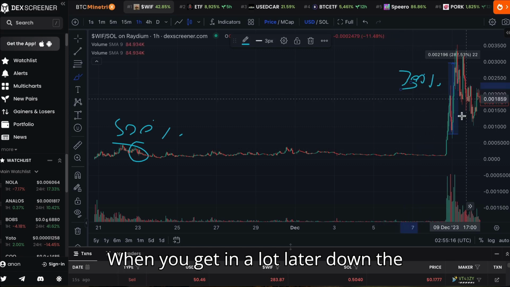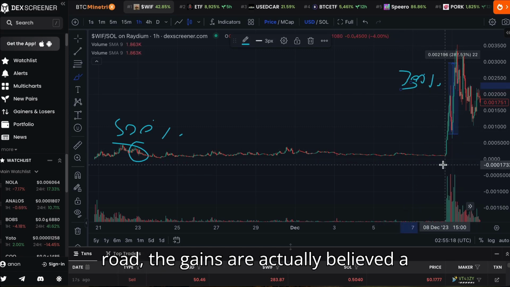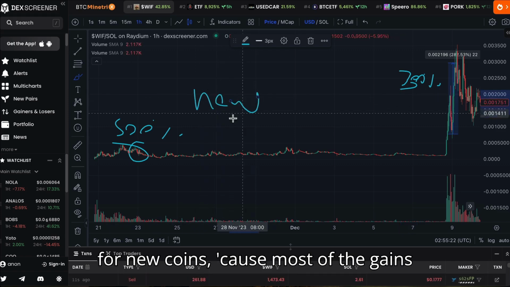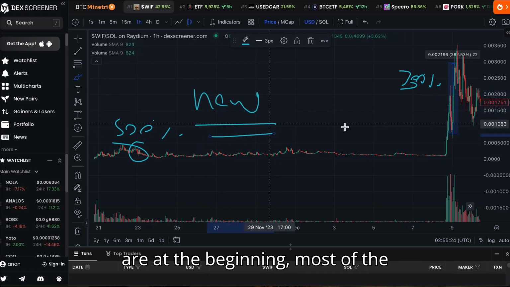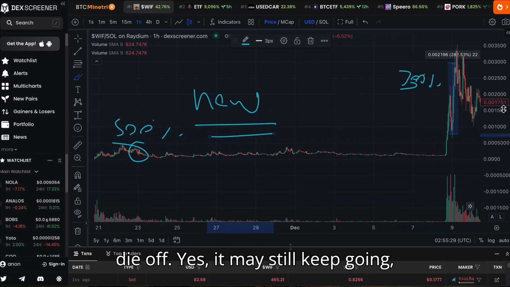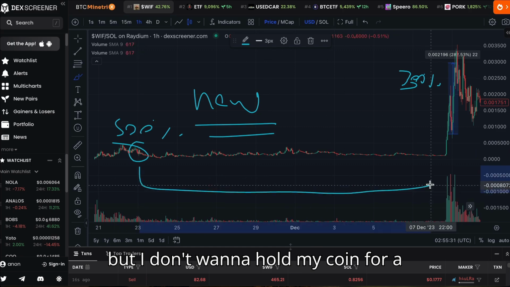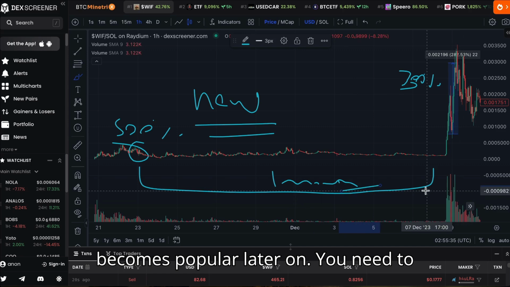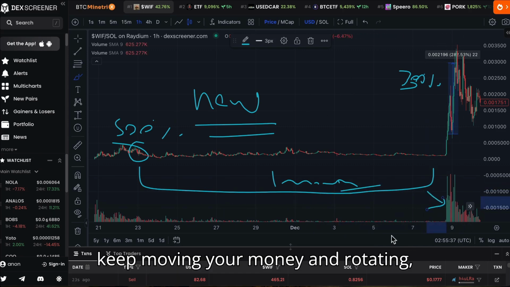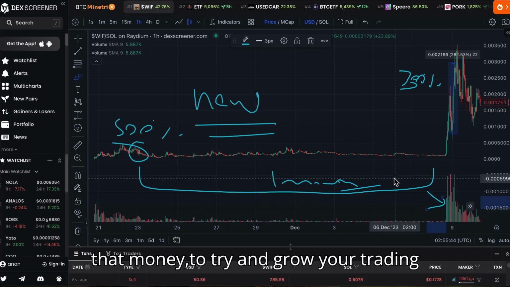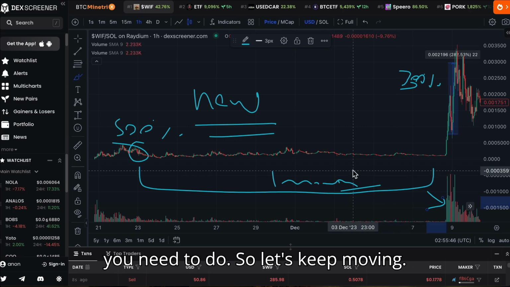When you get in a lot later down the road, the gains are actually, believe it, a lot less, which is why I like to go for new coins, because most of the gains are at the beginning, most of the attention's at the beginning, and it's before the meme coins had a chance to die off. Yes, it may still keep going, but I don't want to hold my coin for a month there, hoping that suddenly it becomes popular later on. You need to keep moving your money and rotating and moving that liquidity and flipping that money to try and grow your trading account or investing account. That's what you need to do.